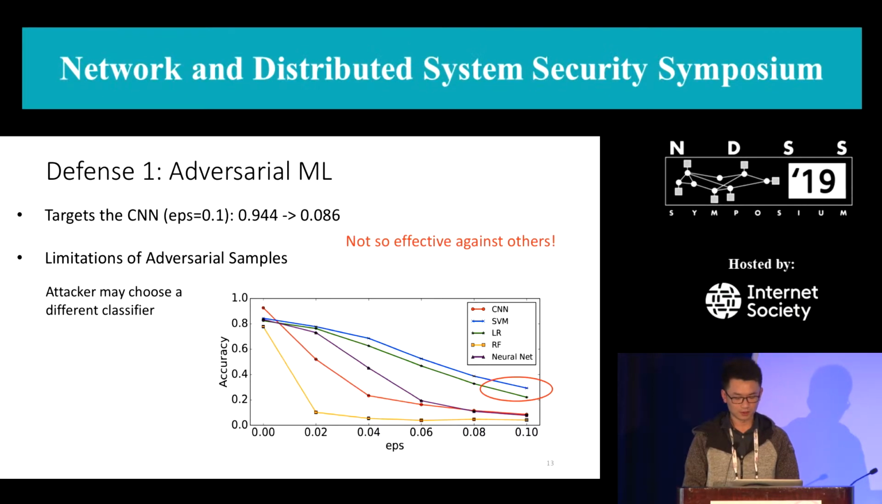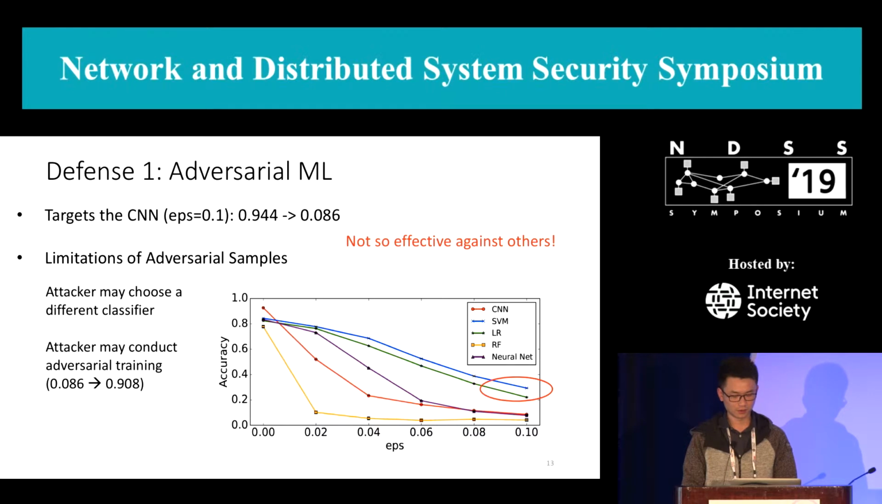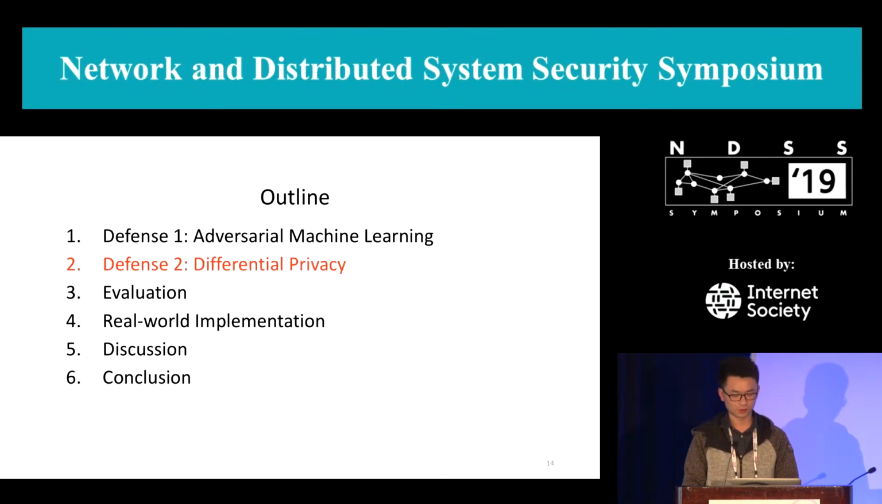What's more, the attacker may conduct adversarial training to improve the accuracy. We performed adversarial training on the adversarial samples, and the accuracy increases to over 90%. That makes us wonder, is there a more principled approach that can effectively defend against different types of ML classifiers? So we use differential privacy as our second defense mechanism.